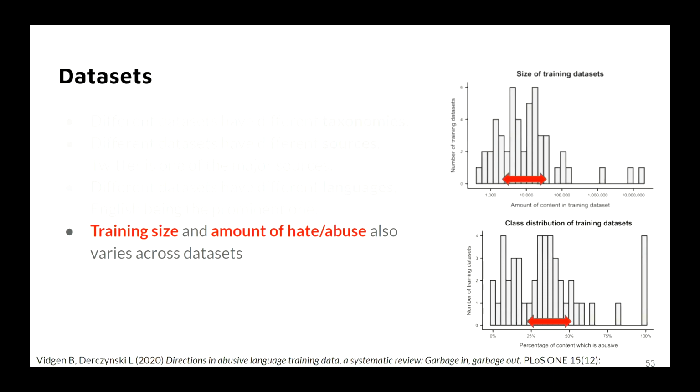Okay. So let me start from here. The last point is about the training size and the amount of hate and abuse in different datasets, and you can see the description from these graphs. Although more or less the size of the training datasets varies around 10,000 to 15,000 points, and the amount of hate speech in percentage varies around 25% to 50%.